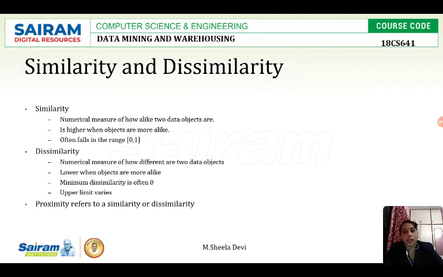Dissimilarity is nothing but a numerical measure of how different two objects are. It is lower when objects are more alike, and the minimum dissimilarity is often 0. The upper limit varies. So the minimum dissimilarity is 0, and the maximum depends. Then proximity: what is proximity? Proximity is nothing but similarity or dissimilarity.